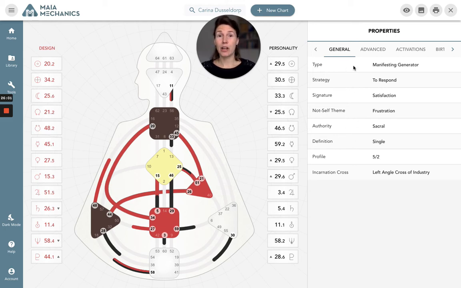So yeah, I'll just start at the top. So the type, as you can see here, is a manifesting generator. So that is me. And in total, there are 5 types. You can read about it on the internet. There's a different division, and the type is basically about the aura.